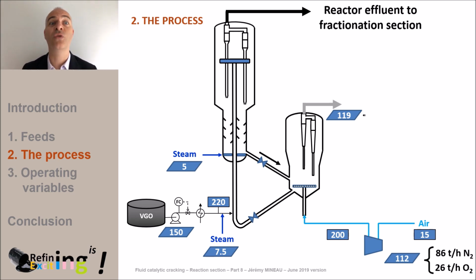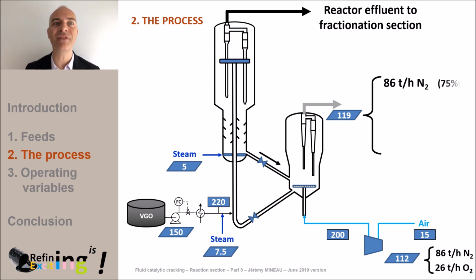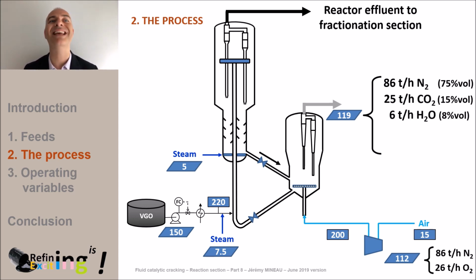To summarize, these 119 tons per hour of flue gases at 750 degrees C are mainly composed of nitrogen for about 75 volume%, CO2 for about 15 volume%, and water for about 8%. The rest is divided between residual oxygen and SO2. So, what to do with these flue gases?